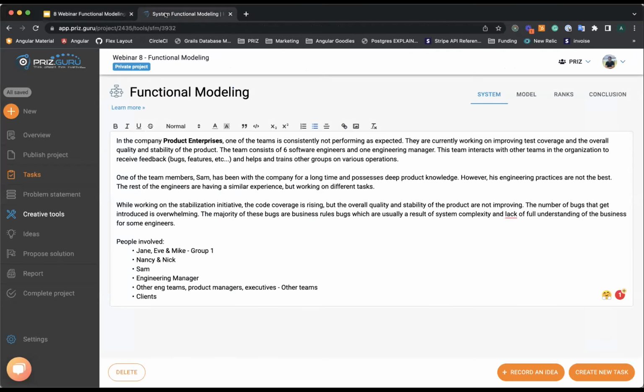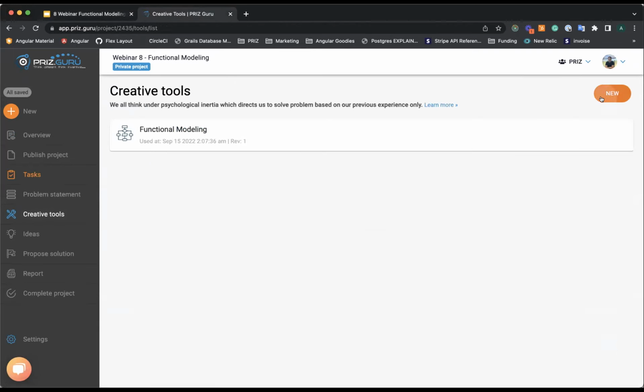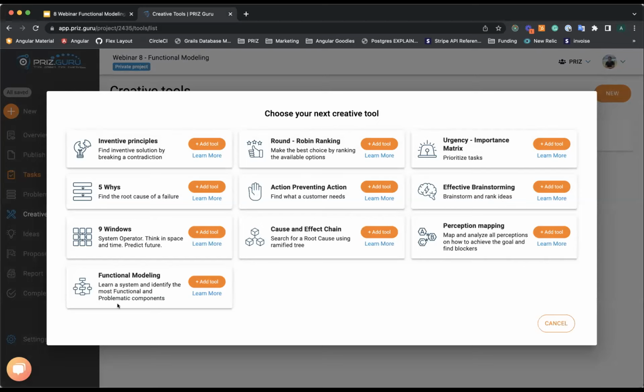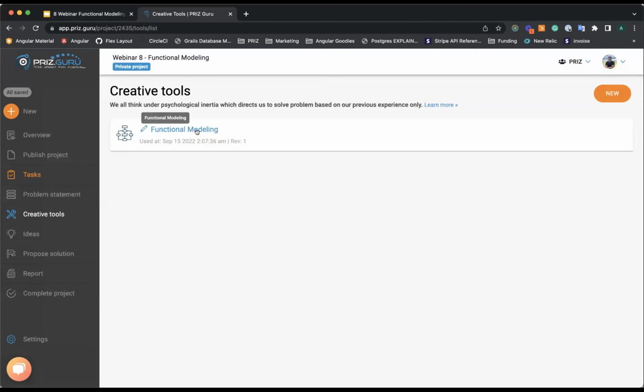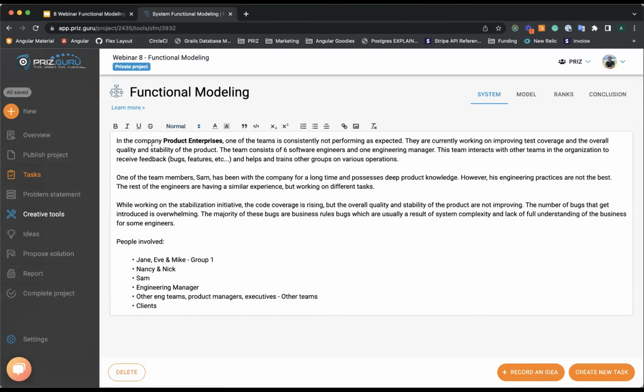So I already created the project for our use case, and to save some time, I already have the description. So we created the tool in here, and the functional model is available in here by adding a new tool. So it's already created. I added the description, and on purpose, the example we're trying to discuss here today is not a technical system at all. It's a managerial system, right?